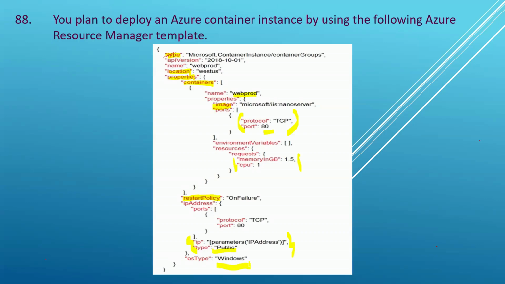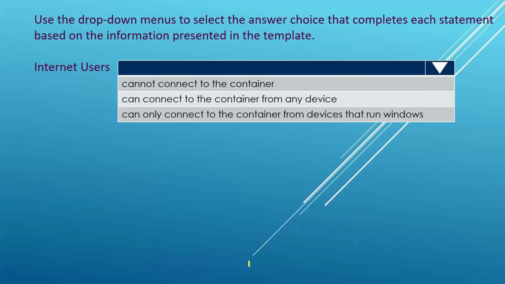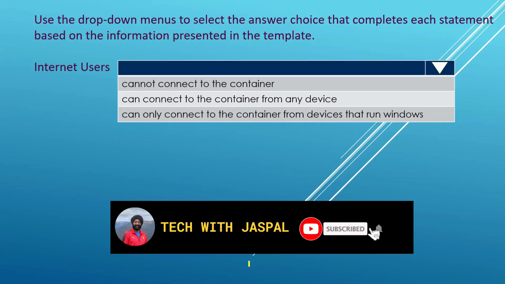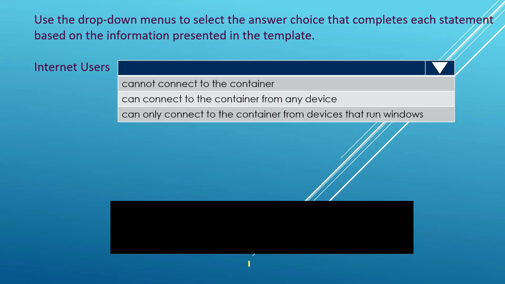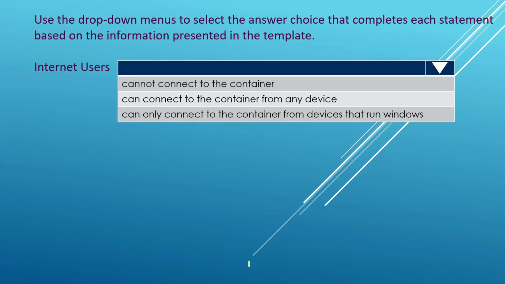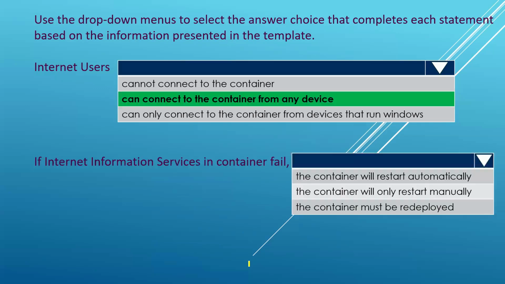Let's now look at the next part of this question. Use the drop-down menus to select the answer choice that completes each statement based on the information presented in the template. The first question is internet users, and then you have three options. Cannot connect to that container, can connect to the container from any device, can only connect to the container from devices that run Windows. So remember, the IP was defined as a public IP. That means internet users can connect to this container from any device.